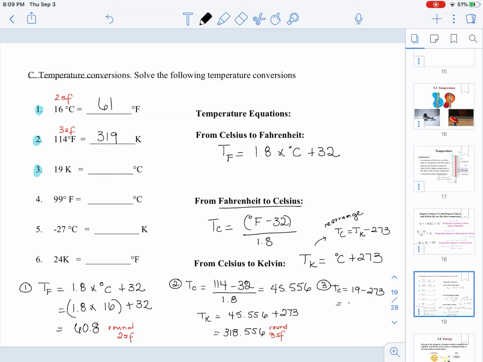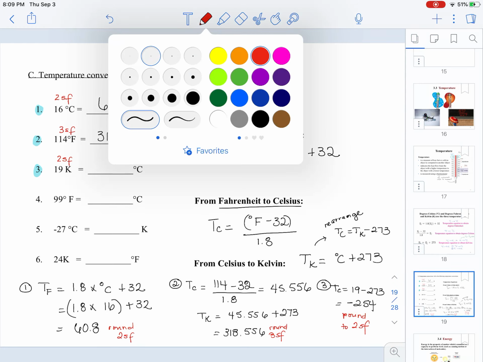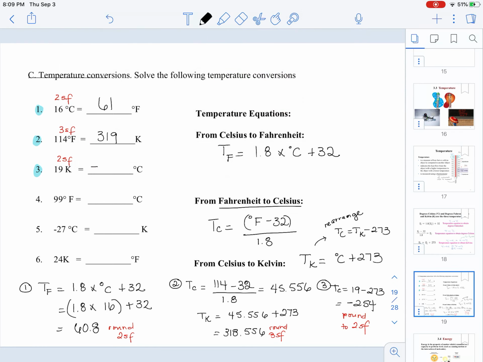When I do that, I get negative 254. When I look at my sig fig count, there are 2 sig figs given. I look at my value. I'm going to round to 2 sig figs. So that means that my final answer for this problem is going to be negative 250.